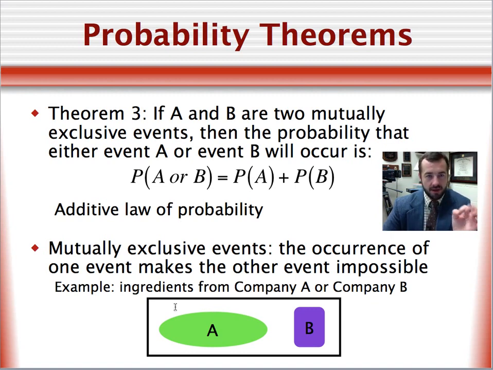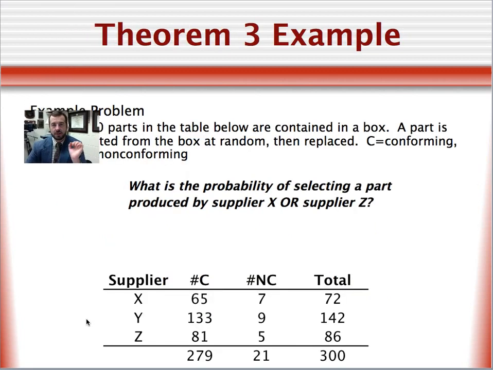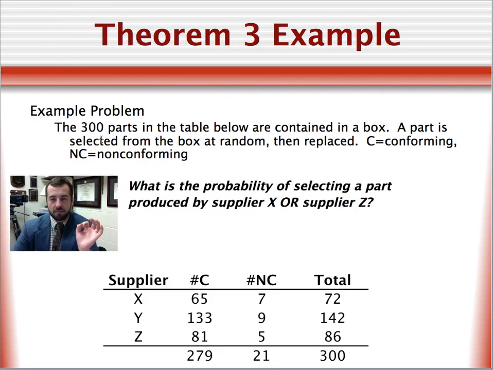If on one throw of a die a 3 occurred, in other words event A, then event B, say a 5 on that piece of die, could not possibly occur because the 3 is on top. For example, consider this problem where we have 300 parts in a box.